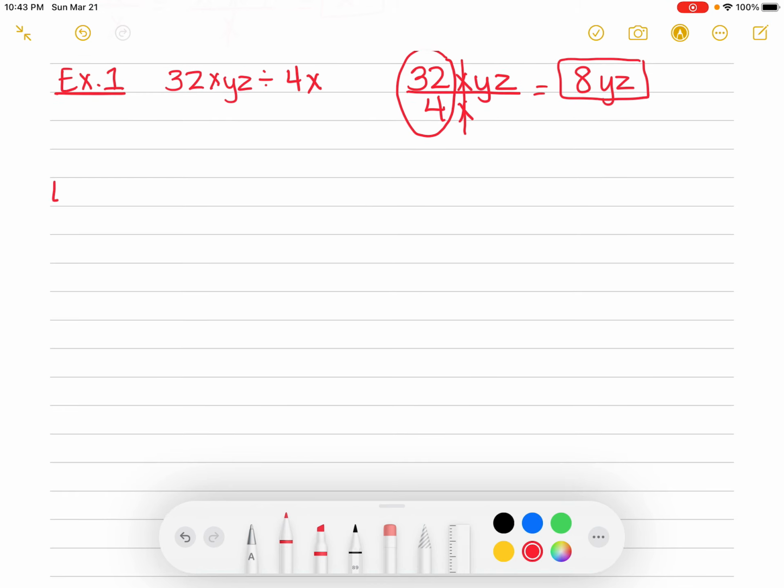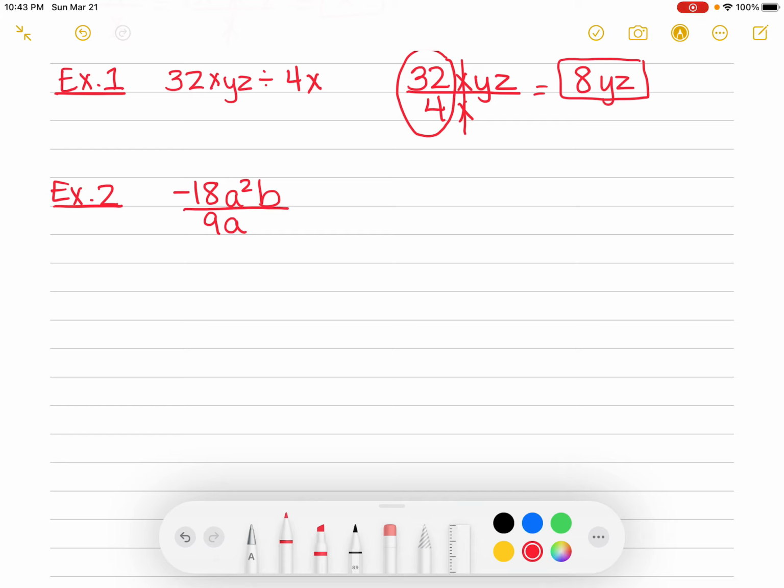Let's try example 2. This one I'm going to have you do on your own. It's a little bit harder, but I want you to see if you can do it on your own. If not, then you will come back and see what mistakes you made and how to correct them. The problem is negative 18a squared times b divided by 9a. Go ahead and hit pause and solve this one on your own.